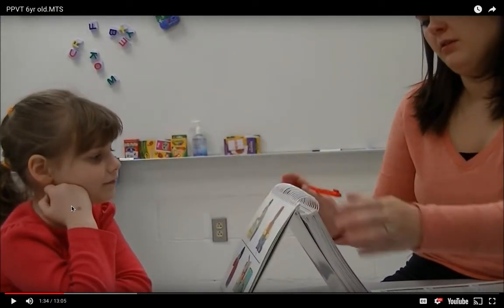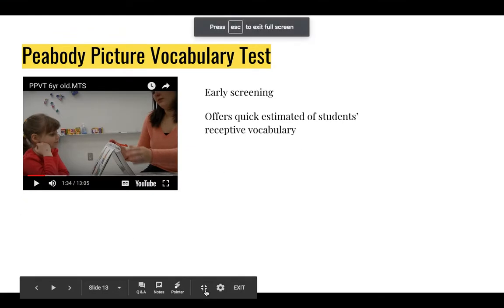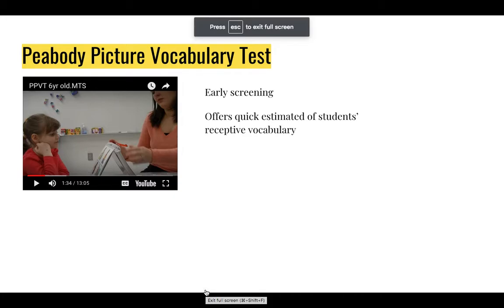I don't think you need to see the whole assessment being given. But the Peabody Picture Vocabulary Test is an early screening test. It offers a quick estimate of a student's receptive vocabulary. This is really good, especially when we're thinking about students that are at risk. We know that there are socioeconomic discrepancies between the exposure that students have, how verbally rich their environment is, and this allows us to identify those students that are at risk from the very beginning.